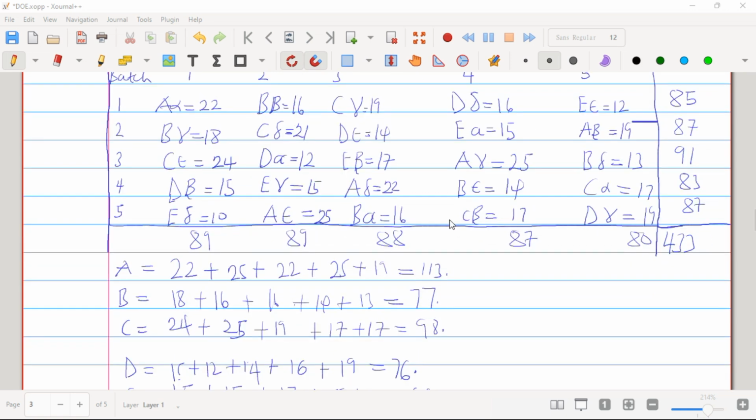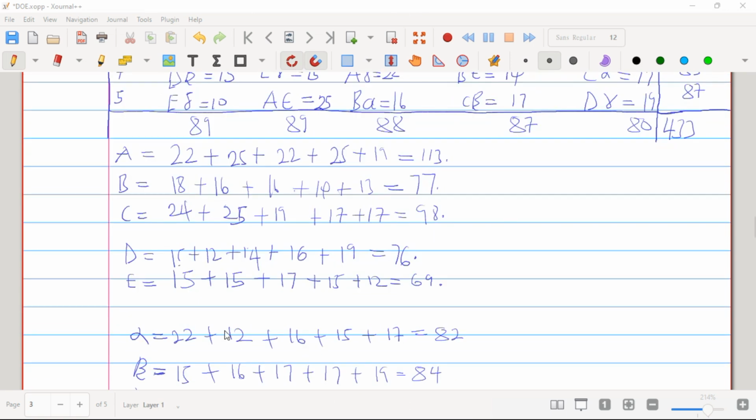We're going to do the same for B. For B, we have 18, 16, 16 again, 18, 16 again, as you can see here. Then we have 14, and then 13. Once you have this, then we add everything. So we are going to do the same for C, for D, and for E.